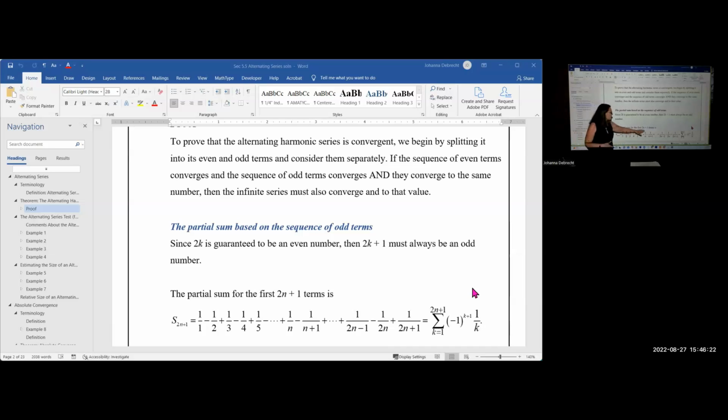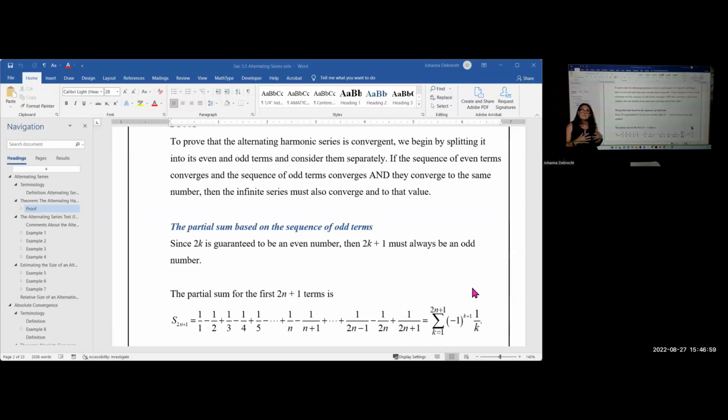So we're going to express the sum of the first 2n plus 1 terms, an odd number of terms, with S sub 2n plus 1, which gives us 1 over 1 minus 1 over 2 plus 1 over 3 minus 1 over 4. They're alternating in sign. And remember, we have to go until we reach a sub 2n plus 1. So here we have 1 over 2n minus 1, so this is a sub 2n minus 1. This is a sub 2n, which is negative 1 over 2n. And then our last one is 1 over 2n plus 1.